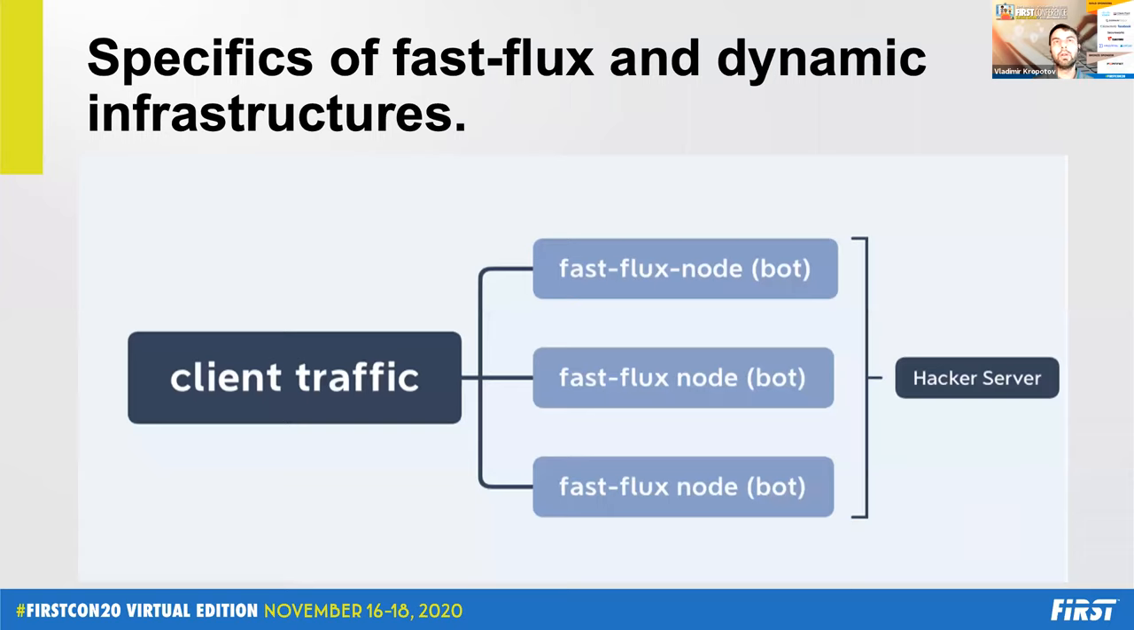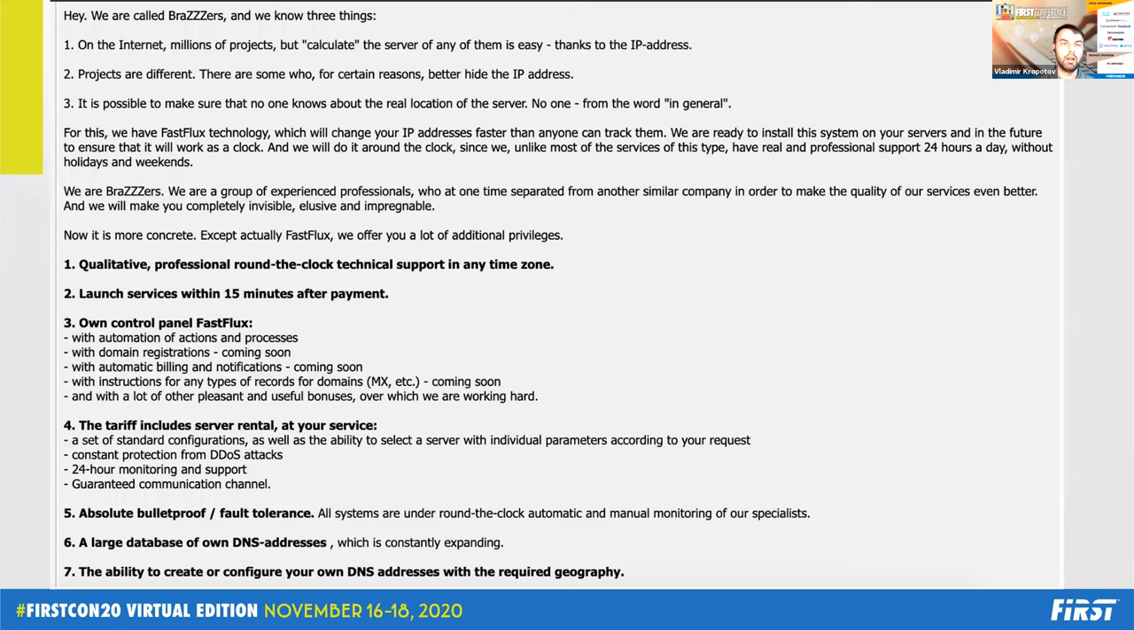Another example of successful hosting is FastFlux. FastFlux was mostly on bots or on compromised infrastructures before. Now we can see a tendency where criminals rent assets from legitimate ISPs and use pretty big pools to move assets around. For example, here we can see an advertisement from Brazers, which offers to host content on FastFlux, and they are able to provision infrastructure in 15 minutes.